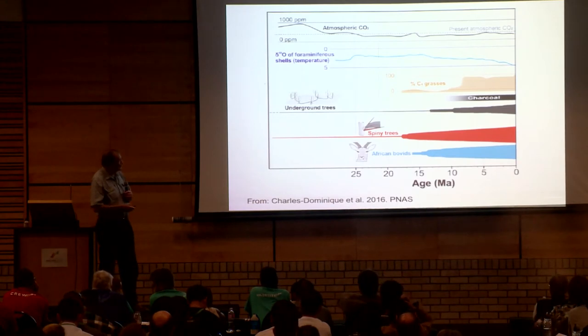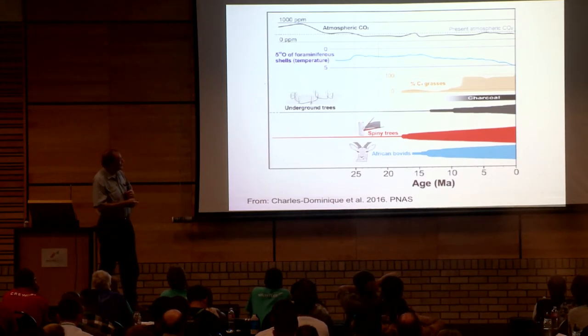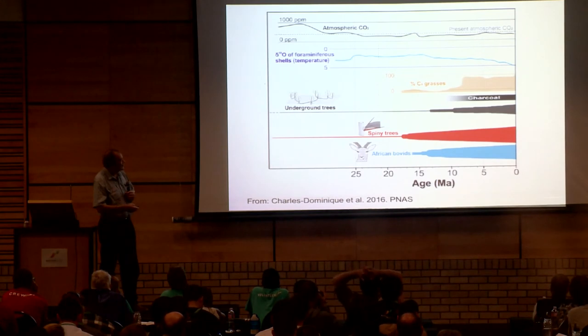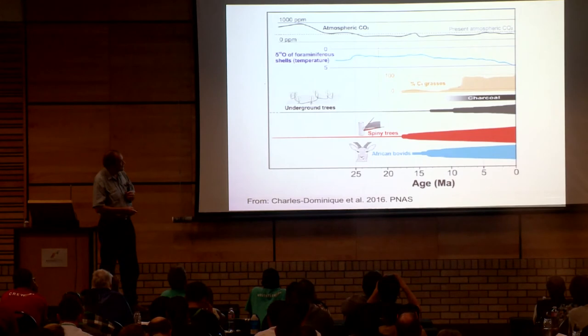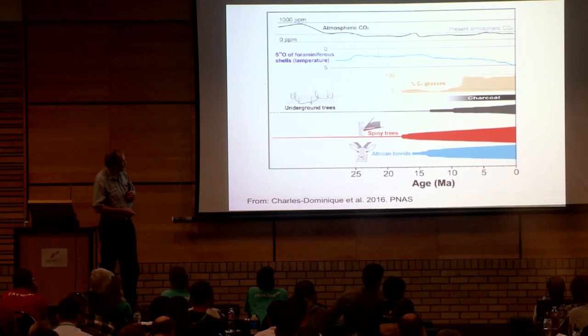This is how we see it now. Here's our background CO2, which is declining over time. Temperatures declining. There's a C4 grass with this rocketing off in Africa. There it fits nicely with the charcoal. That fits nicely with the underground trees.